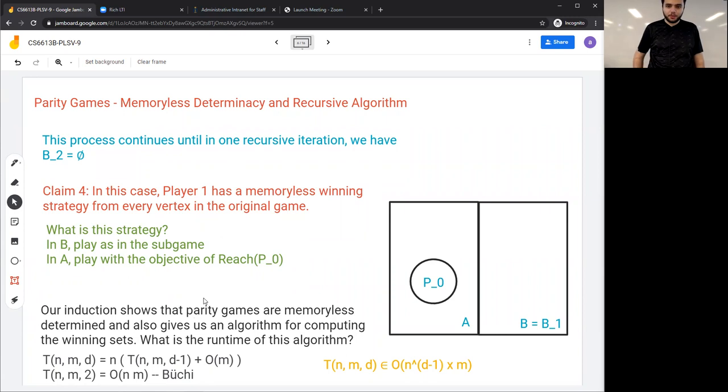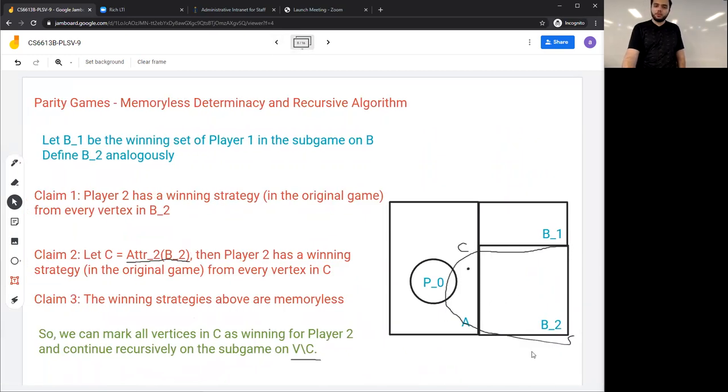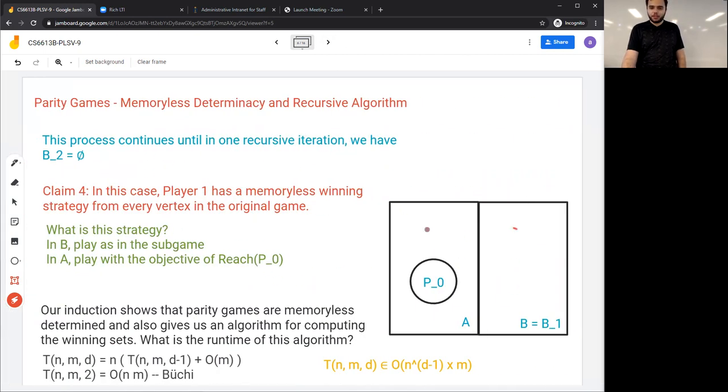Okay, so what did we do now? We basically proved determinacy, right? Because we started with this game and we just took these chunks, these C sets out. And every time we said that player two wins in these C sets that we are removing. And after all these were removed, we proved that player one wins in everything that remains. So not only did we find an algorithm, we actually showed that the games are determined and they are memoryless determined, because all of the strategies that we found for the two players were memoryless.